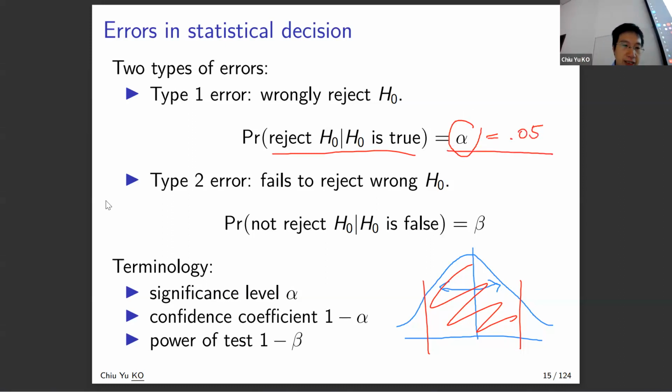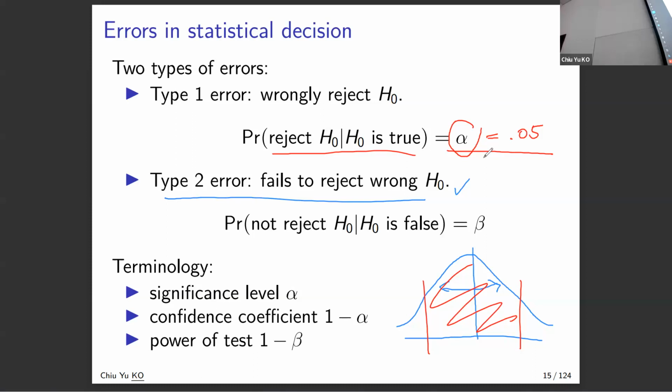The second one is a little bit tricky. It says the null is wrong, but you can't reject it. If you talk about the court, it's saying the defendant is actually guilty, but you don't have enough evidence to convict him. The first one would be that the defendant is innocent and you wrongly send him to jail.